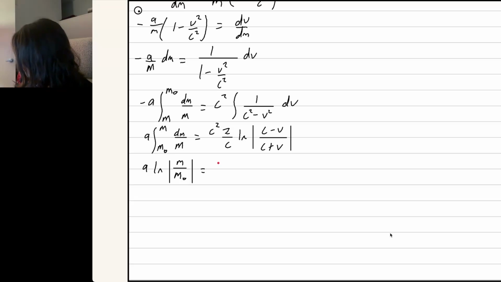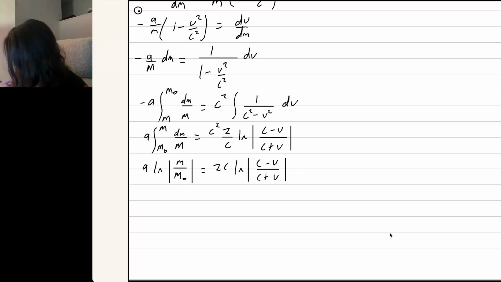On the right hand side, I'm going to simplify to 2c natural log of c minus v over c plus v. Is that right? Maybe this is 1 over 2c. So this could be c over 2. Okay, yeah.